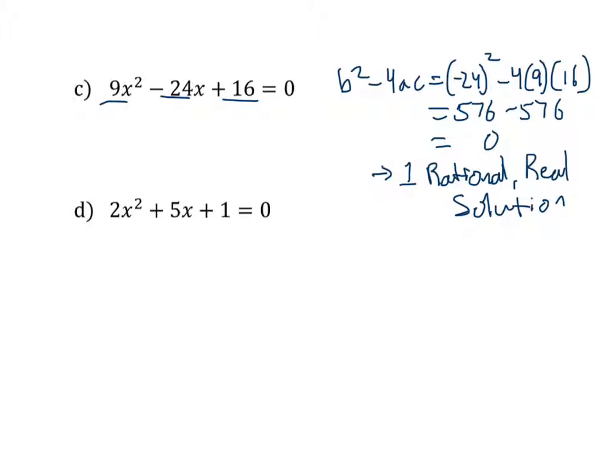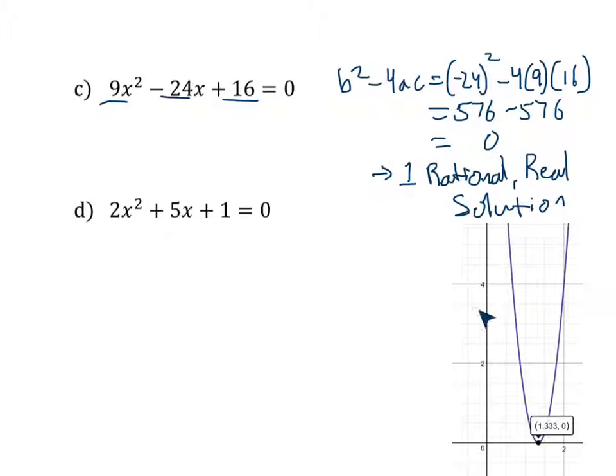Okay, and let's graph it to confirm that. So here we have our graph of y equals 9x squared minus 24x plus 16. And we can see that it touches the x-axis at 1.33. That is a rational number. It's 1 1/3. Okay, and it's because it's a repeating decimal. So we get confirmation there that we have 1 x-intercept. One more. Let's try it out here.